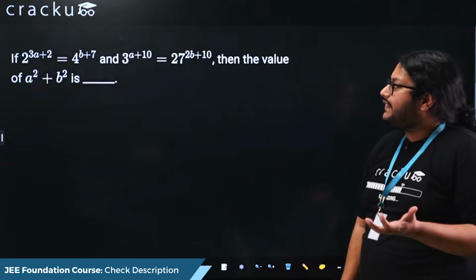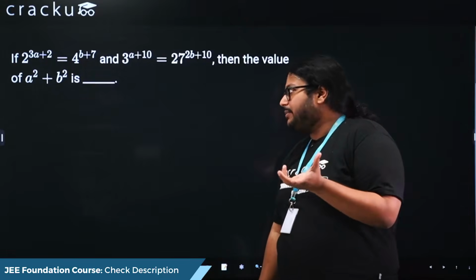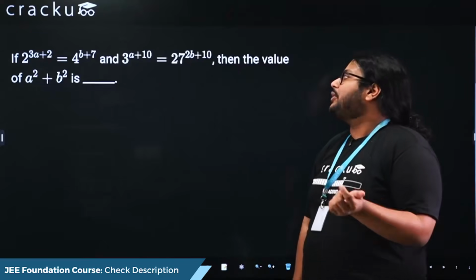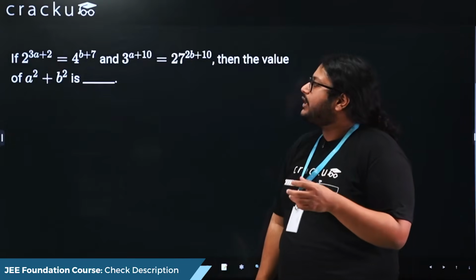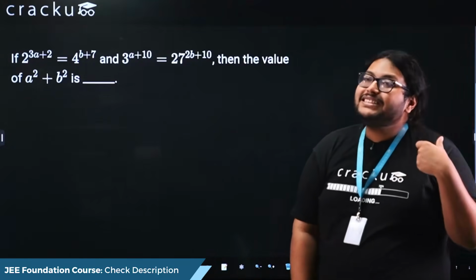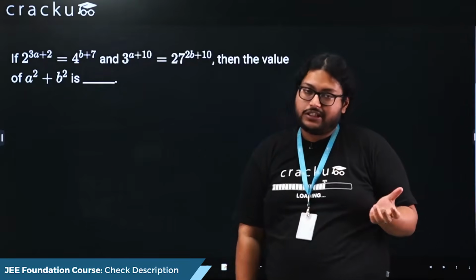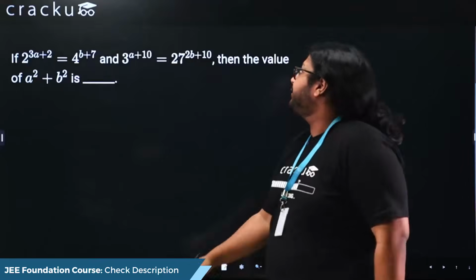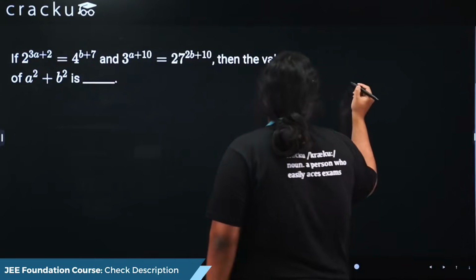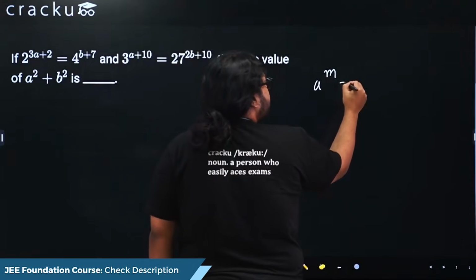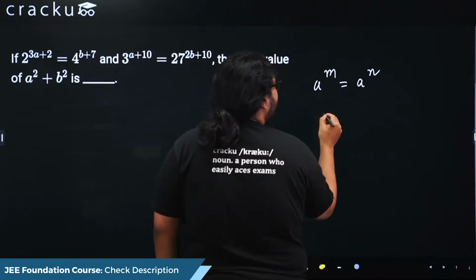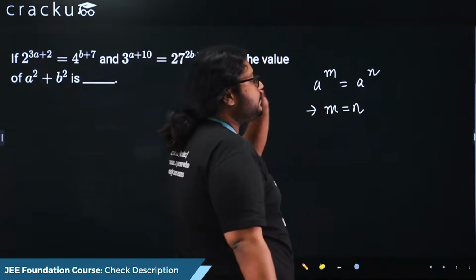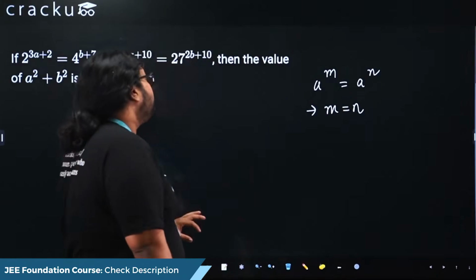Okay, so in this question we are told that if 2 to the power 3a plus 2 equals 4 to the power b plus 7 and 3 to the power a plus 10 is equal to 27 to the power 2b plus 10, then the value of a square plus b square is. Okay, so this is a very simple exponential equation. What we need to do is make the bases similar, then the powers are going to be equal. The rule follows that if a to the power m is equal to a to the power n, in that case I'll have m equal to n. That is the exponents formula that we will be using here.